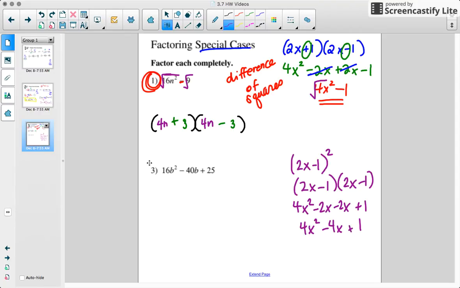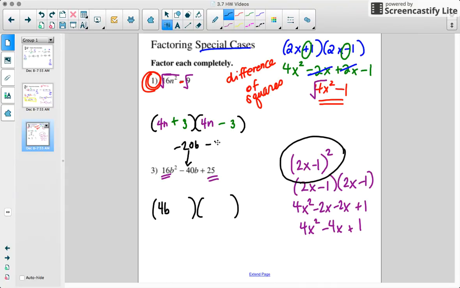Okay, so if we have a look at this, we can also think about the square root of each of these to find out our answers. So the square root of 16b squared will be 4b. So those are actually going to be both of our first terms. And I recognize this pattern. I recognize that it's going to be something squared. Okay, so this should be negative 20b minus 20b.